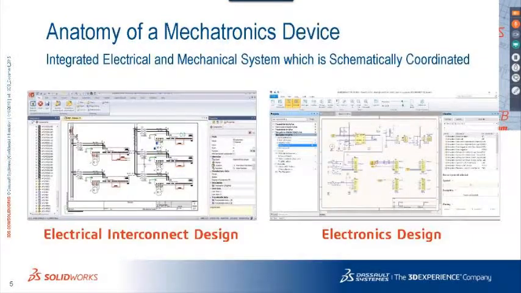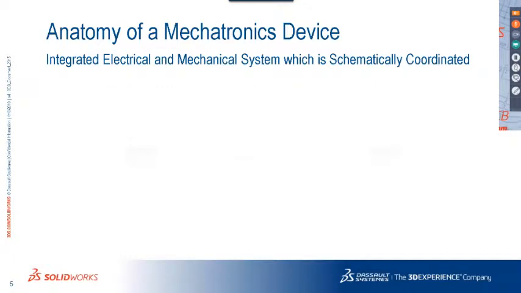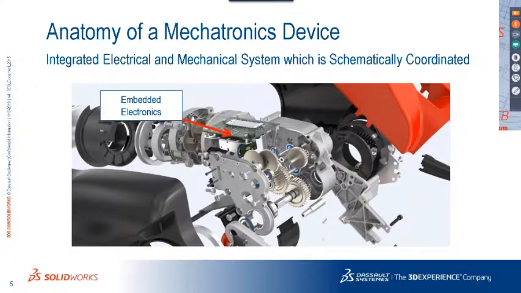So let's talk a little bit about the anatomy of a mechatronics device. Again, this is the kind of conversation we have with customers. We'll take a simple mechatronics device, so think of it as electronics in a box or some kind of electronic device that has wires and harnesses. You can see the two schematically driven applications, one on the left for wires and harnesses and one on the right for electronics design. These really drive and coordinate the mechatronics device for whatever it is that you're going to create.